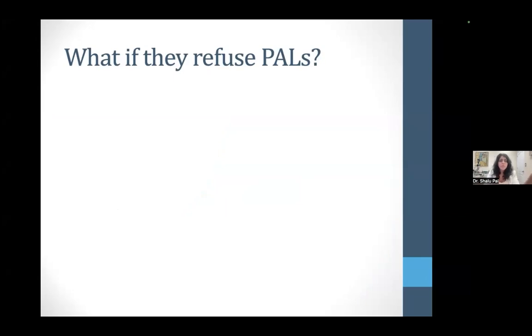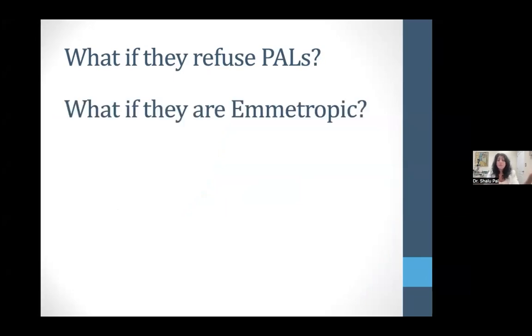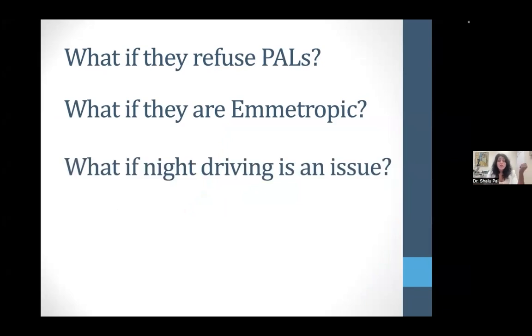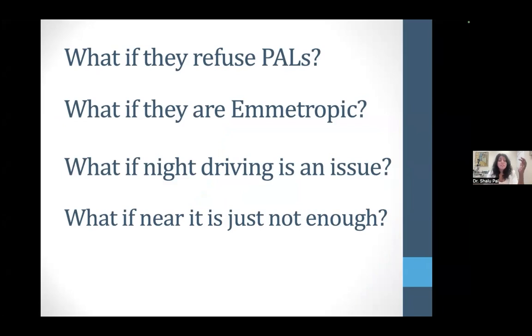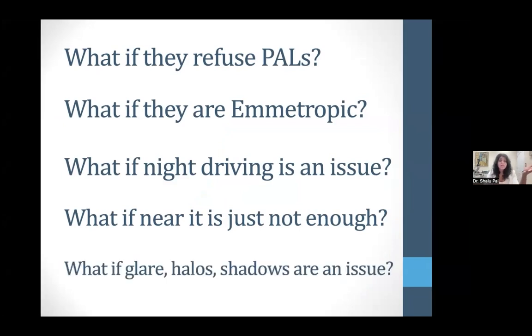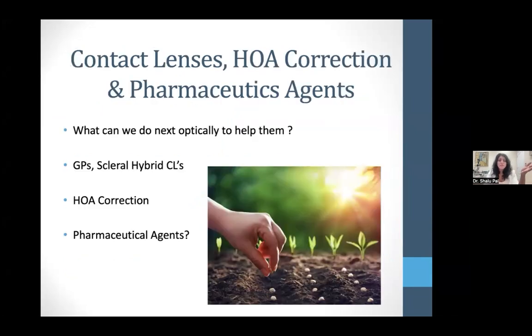What if they refuse progressives? What if they're emmetropic and they're just not ready for all of this? What if their night driving is an issue? Still, what if the near is just not enough and they're not happy with what they're doing or they're struggling a little bit? What if there's glares, halos, shadows? What if these are still issues? What do we do in these situations?